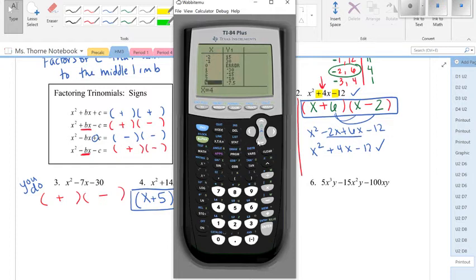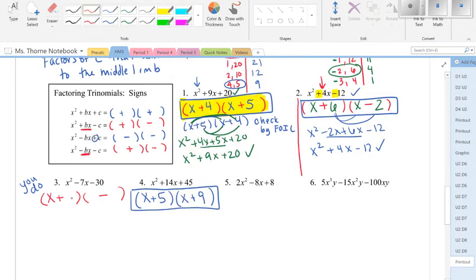So if I do this and keep scrolling down, we can see that none of those top numbers are going to work. So if we keep going, right here, 10 and minus 3, so that would be our solution. So x, and because the middle term's positive, we want that to be the 3, and this would be x minus 10. So that should have been your factorization for question number 3.